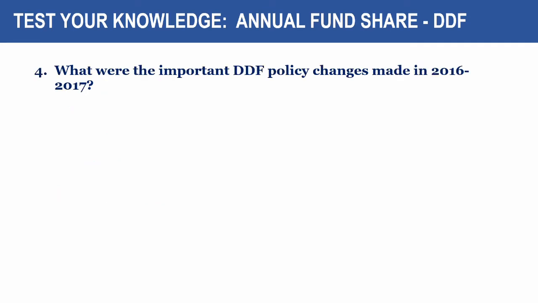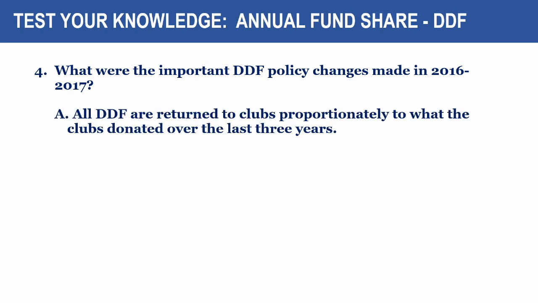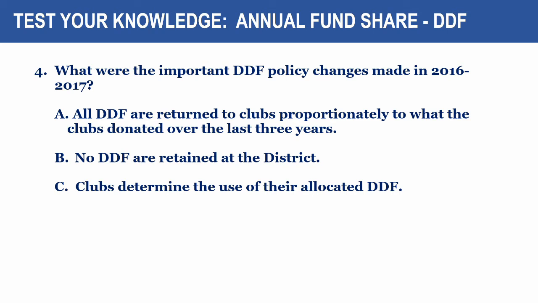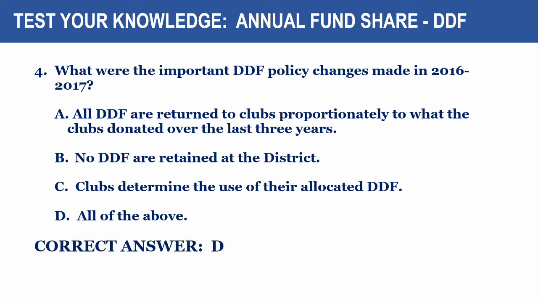Question four. What were the important DDF policy changes made in 2016-2017? A, all DDF are returned to clubs proportionately to what the clubs donated over the last 3 years. B, no DDF are retained at the district. C, clubs determine the use of their allocated DDF. D, all of the above. And the correct answer is D.